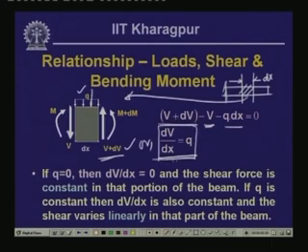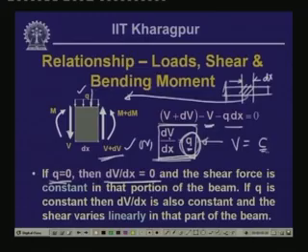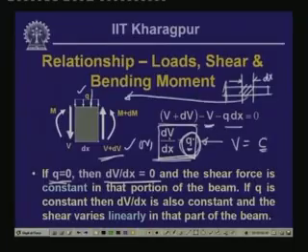Now, the meaning of this expression is that the slope of the shear force is equal to the load q. If this particular term q is equal to 0, then dV/dx equals 0, and if dV/dx equals 0, then the shear force is a constant value. So, wherever in a beam we do not have any load, the shear force will be constant over that region where there is no load. This is what is interpreted from this equation: if dV/dx is equal to 0, then the shear force is constant in that particular portion of the beam.